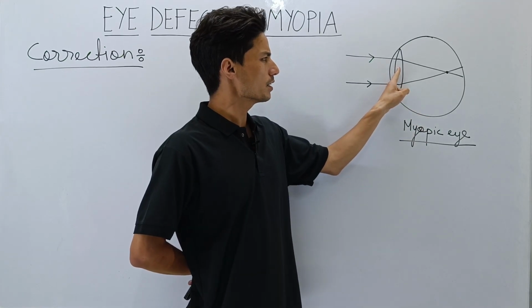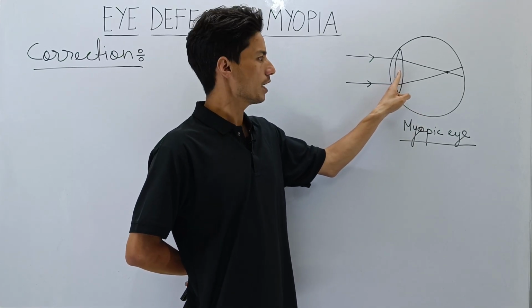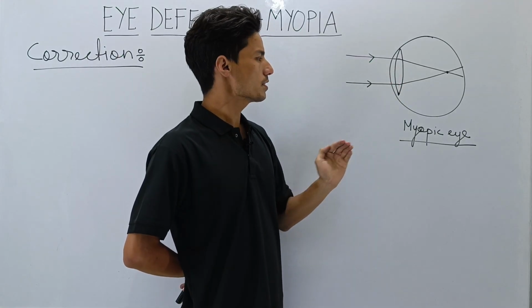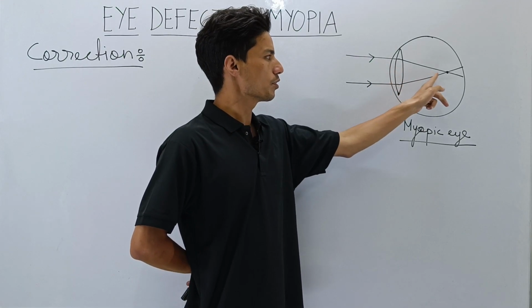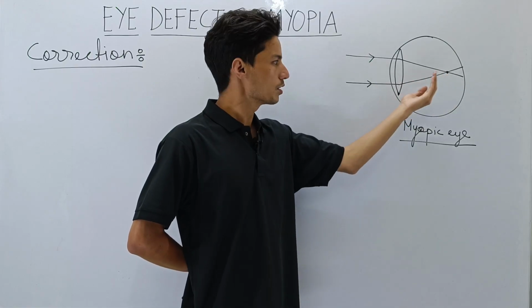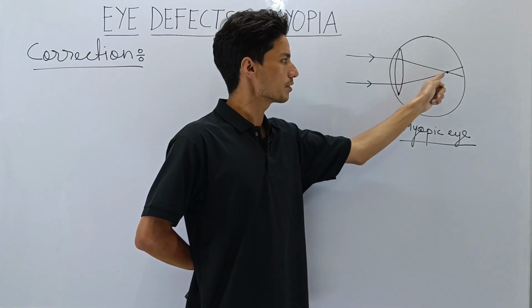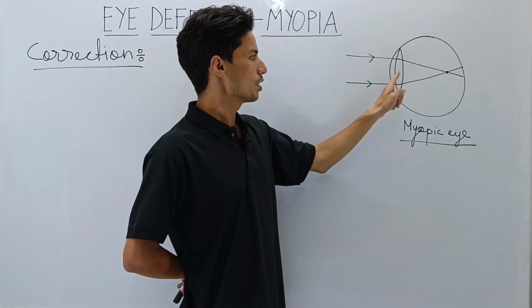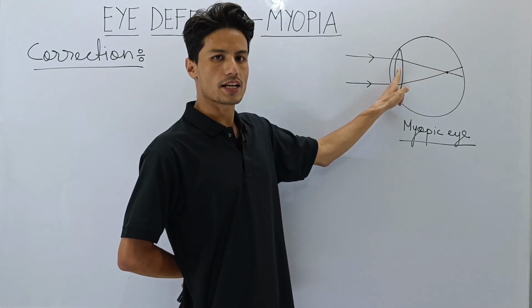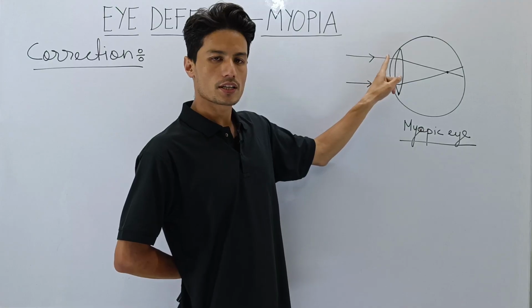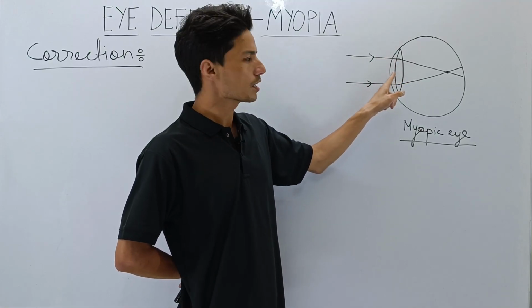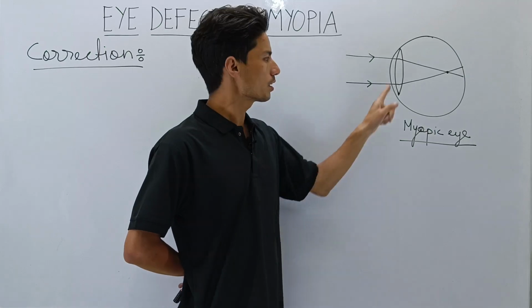One of the reasons is the excessive curvature of the eye lens. So this eye lens has got excessive curvature. Since it has got excessive curvature, the focus is near, and thereby the convergence takes place at the focus. So we have to use a lens which will decrease the converging power of this convex lens.